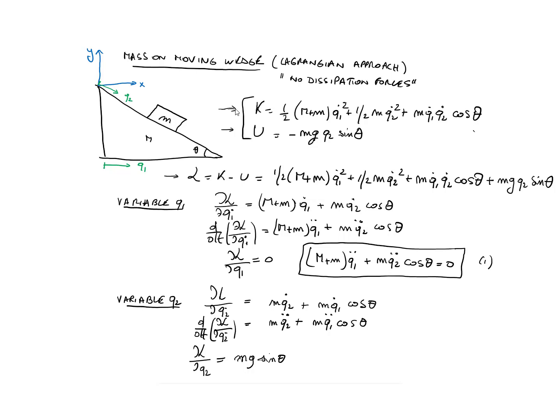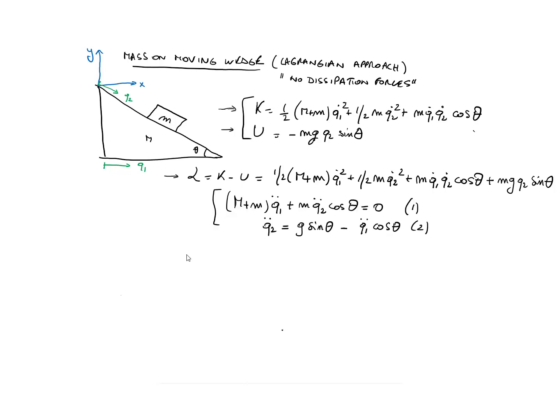Okay, so I take this one minus this one is equal to the generalized force. There is no generalized force here, so we'll have the following equation. Okay, I'll skip the m's that are coming in from everywhere, so it's q2 double dot plus q1 double dot cos theta minus g sine theta is equal to 0. Okay, and this is the second equation.